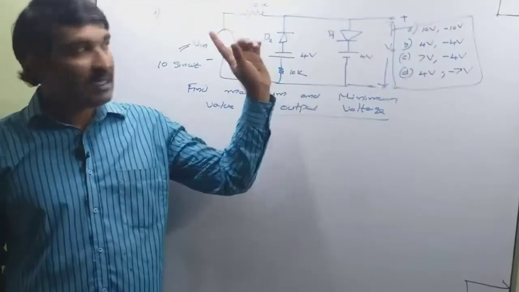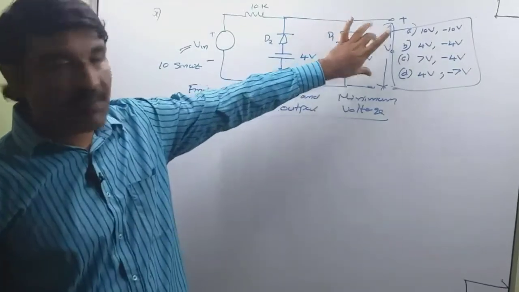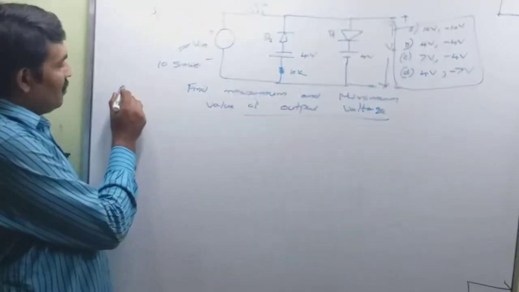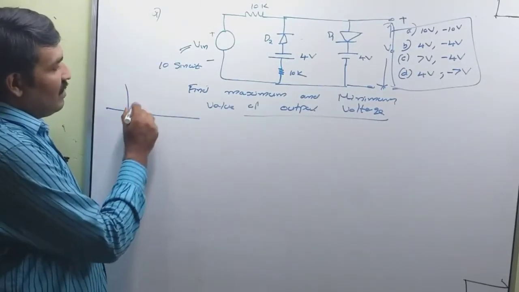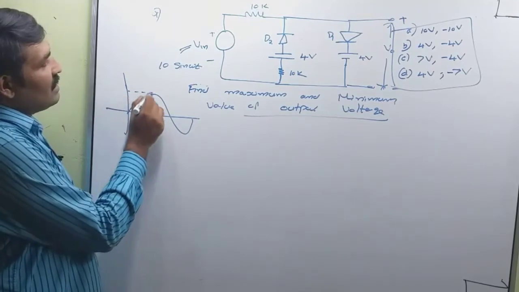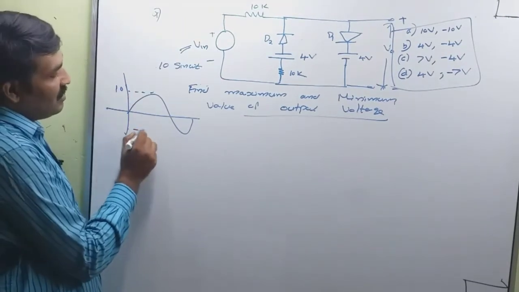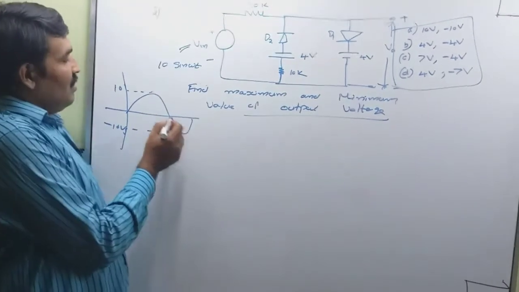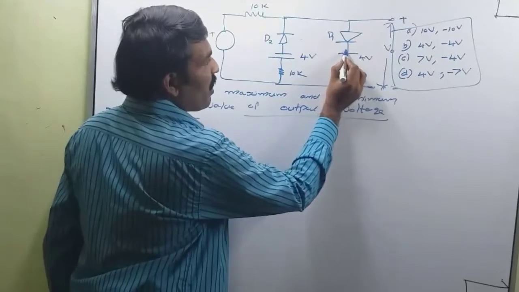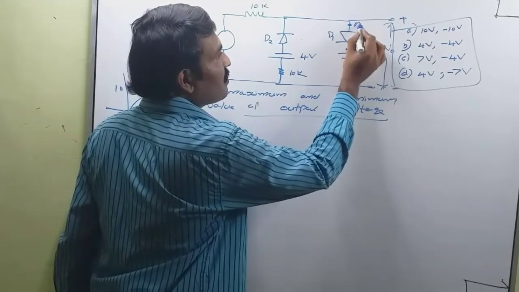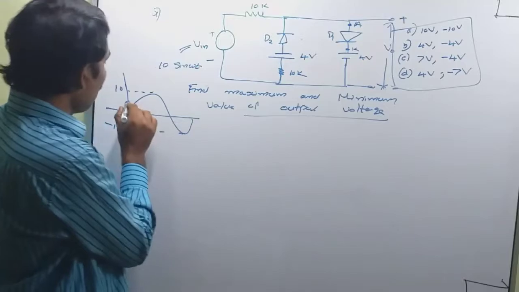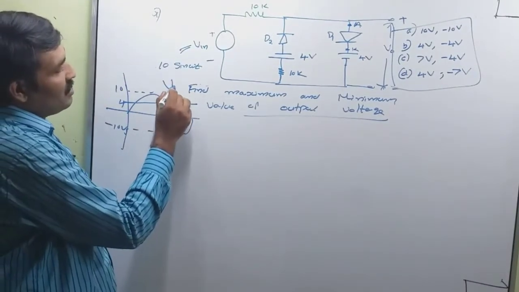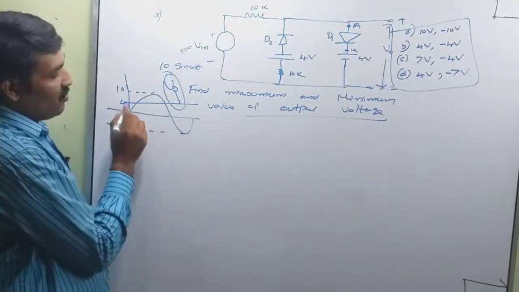So this is our circuit. They asked to find the minimum and maximum value of output voltage and choices are given. Now this is our waveform. The peak voltage of the input is 10 volt and minus 10 volt, the negative peak. So the voltage across this point, anode and cathode, is 4 volt. This is the voltage across the diode.